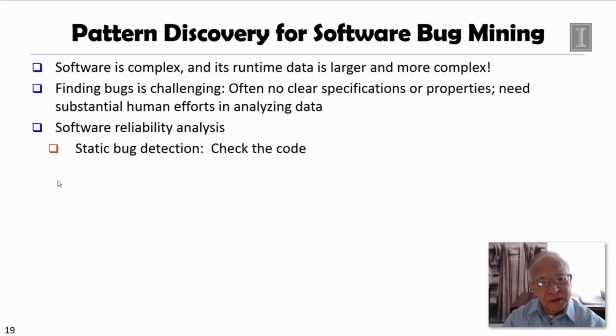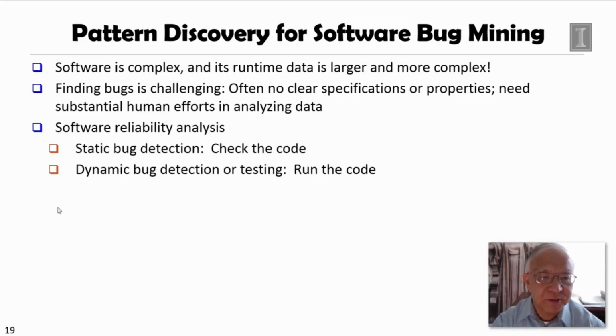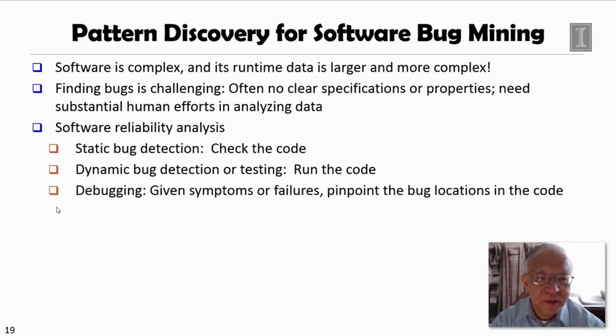Okay. So for bug detection, there's one category called static bug detection. That means you check the source code, try to find bugs. Another called dynamic bug detection or testing is you run the code, you try to detect where could be the bugs. The debugging usually is you give me symptoms or failures. I try to pinpoint the bug locations in the code.